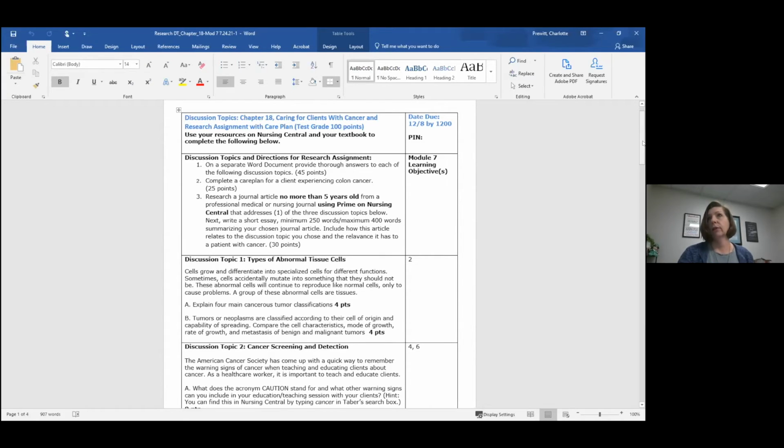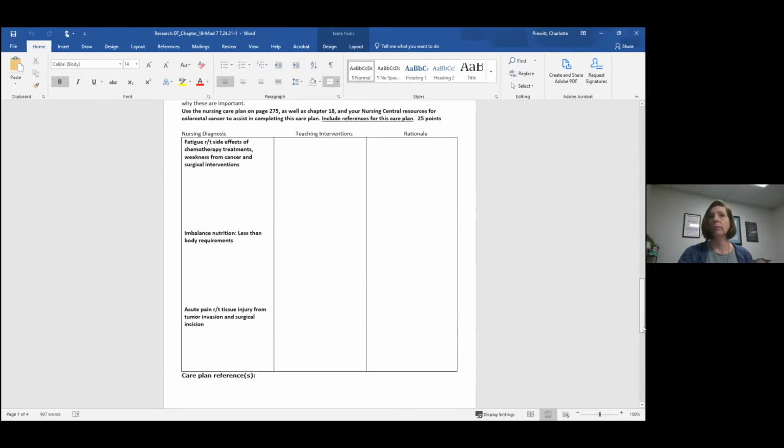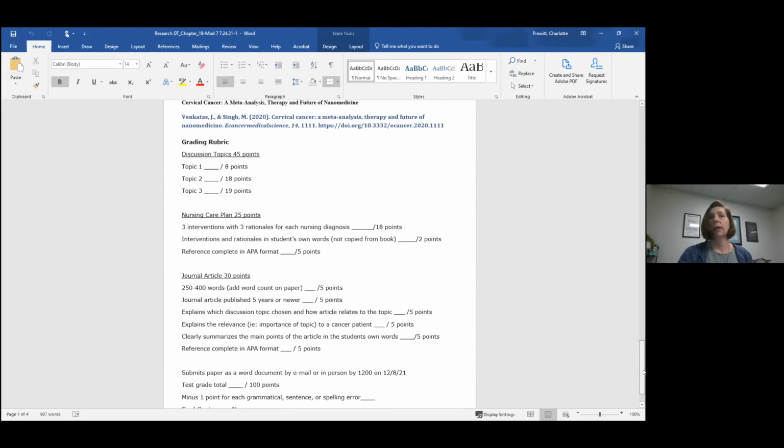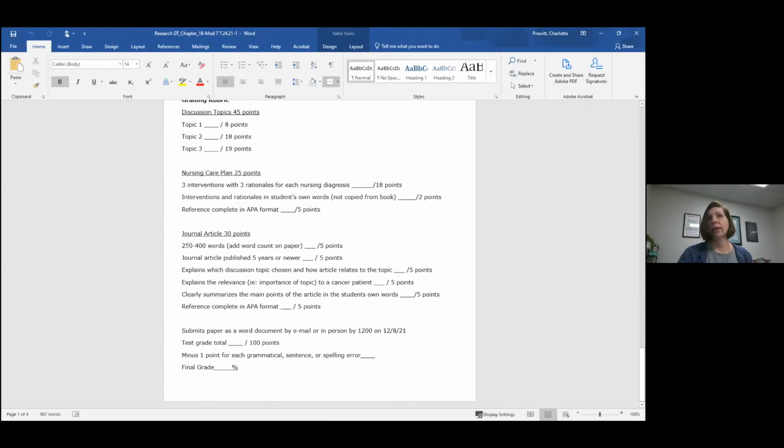And so I have a rubric for that as well. And the rubric for the journal, it has to be up to 400 words, but no less than 250. The article has to be 5 years or newer. It has to explain which discussion topic they're referring to and how their article relates to that topic. It also has to tell me the relevance that that article has to a cancer patient, and then summarizes the main points of that article and put the reference in APA format.